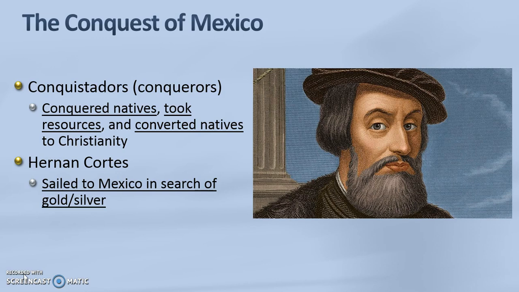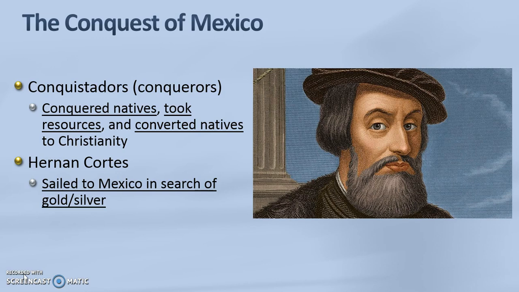First, let's start with the conquest of Mexico. Conquistadors, or conquerors, are the Spanish representatives who came to the Americas and conquered the natives, took their resources, and sometimes converted them to Christianity. They come initially from Spain, and they are trying to expand Catholicism. So a lot of the missionaries, as part of the Counter-Reformation, are trying to convert native people to Catholicism.